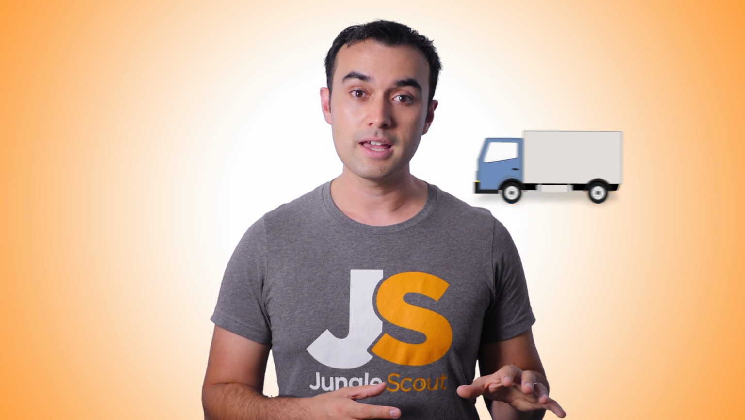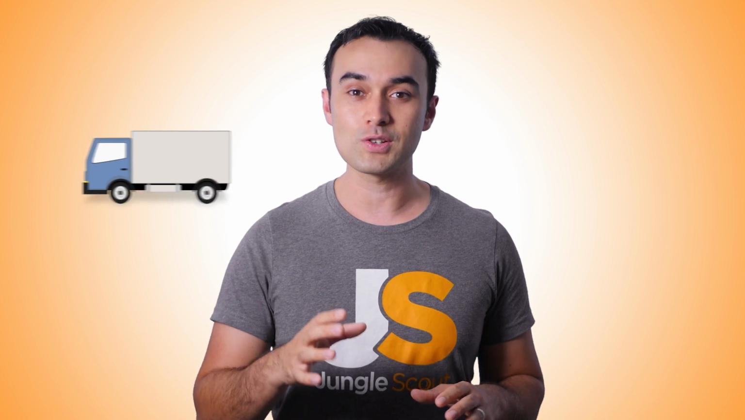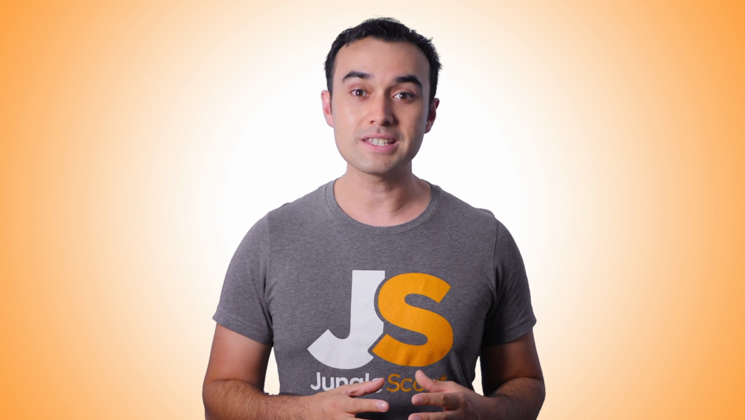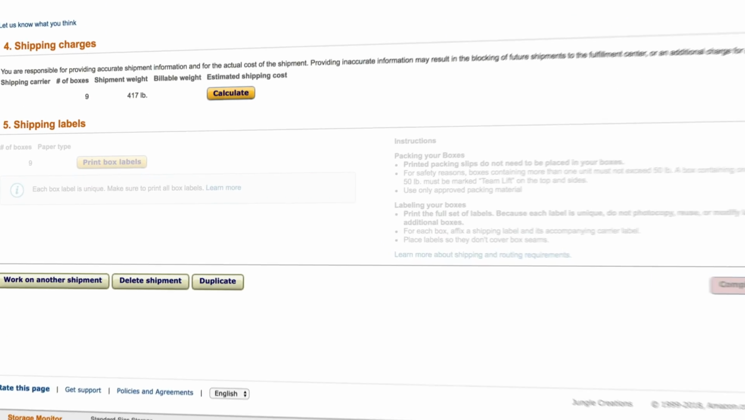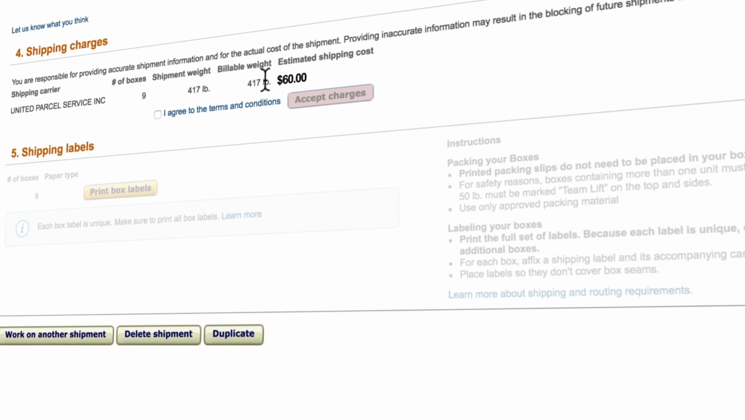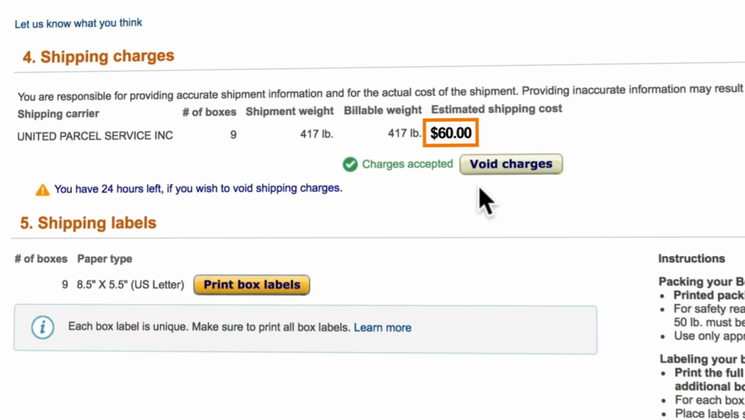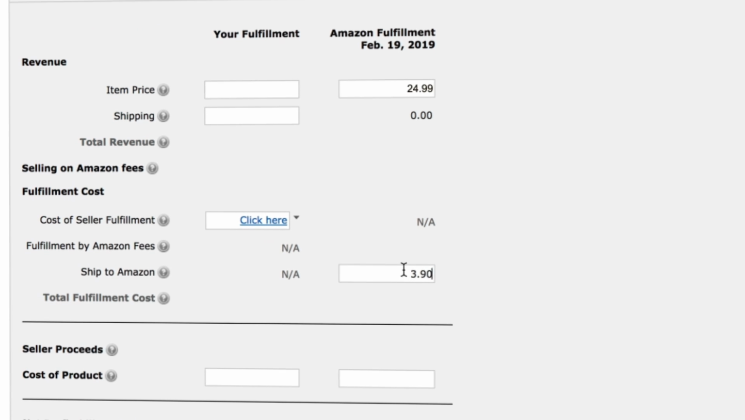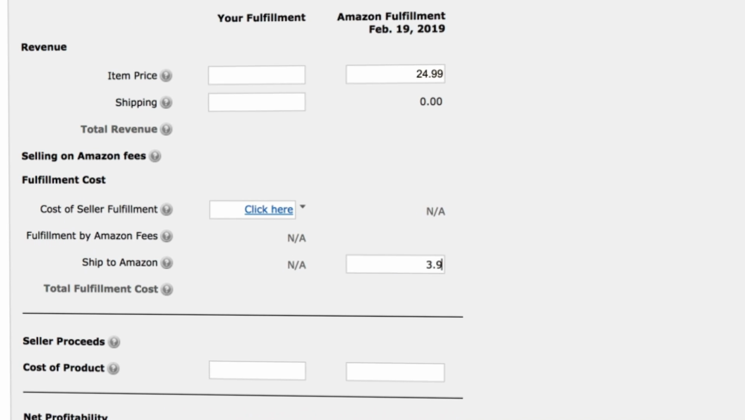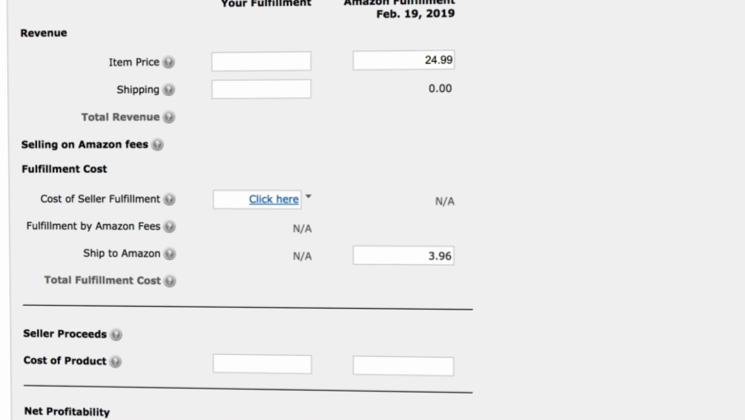You'll also have to ship from your freight forwarder in the US, that final distance into Amazon's warehouse. Amazon offers discounted rates for shipping within the US, and you can see this cost when you set up a shipping plan in Seller Central. In this case, it's $60 or 6 cents per unit. So our total ship to Amazon cost is $3.96 per unit.